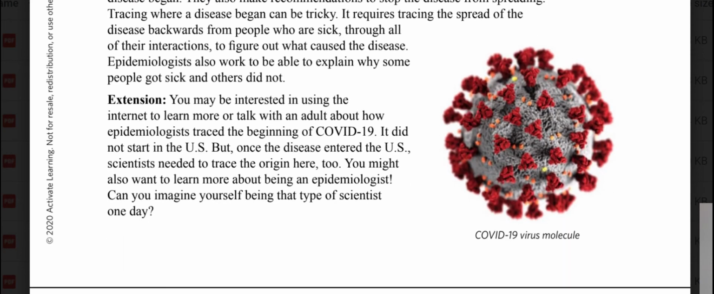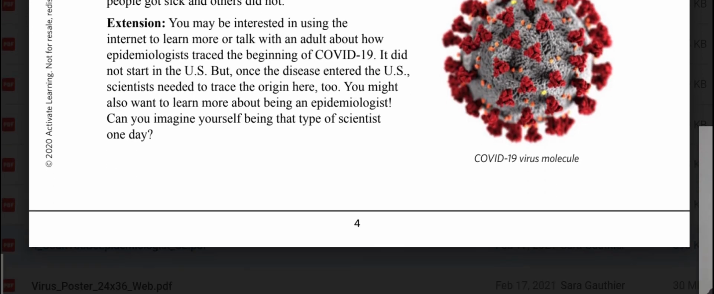Extension. You may be interested in using the internet to learn more or talk with an adult about how the epidemiologists traced the beginning of COVID-19. It did not start in the US, but once the disease entered the US, scientists needed to trace the origin here too. You might also want to learn more about being an epidemiologist. Can you imagine yourself being that type of scientist one day?